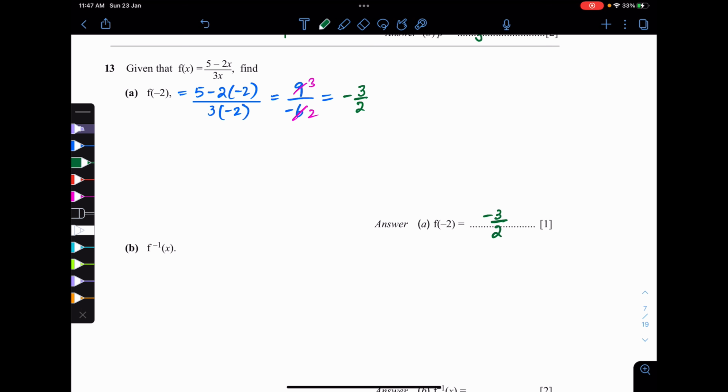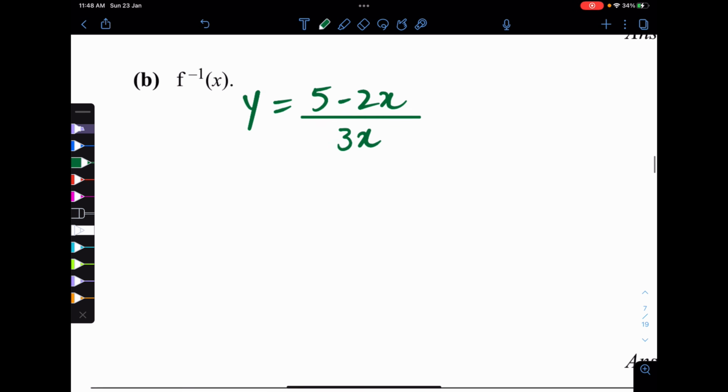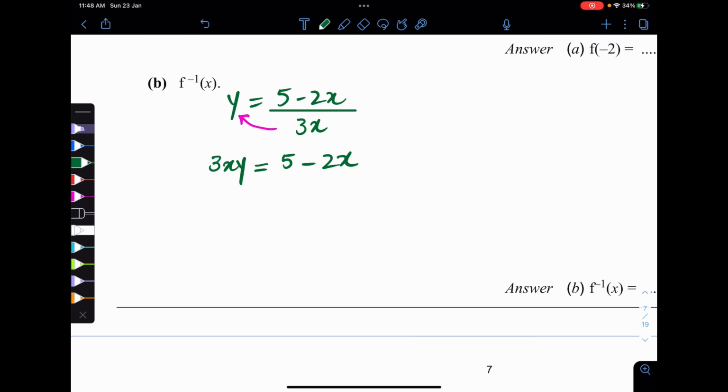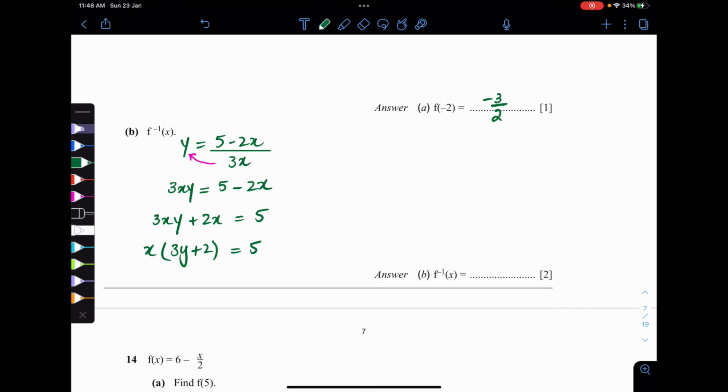Step 1 for f inverse, for B part, is going to be y is equal to 5 minus 2x over 3x. So replace f of x with y. Now let's closely see what is going to happen over here. This 3x is going to get cross multiplied. 3xy is 5 minus 2x, and then you add 2x to the other side, bringing all the x terms on one side. This is like this, and then you take x common. This is 3y plus 2 is equal to 5. Now to make x the subject, this is 5 over 3y plus 2.